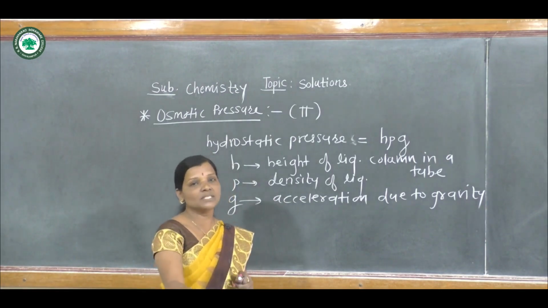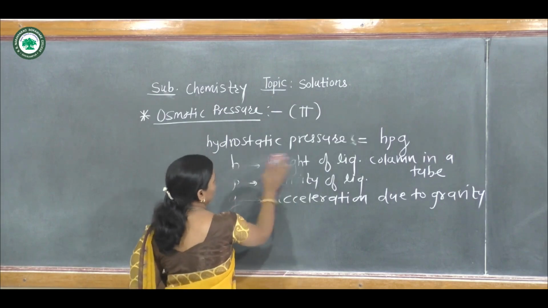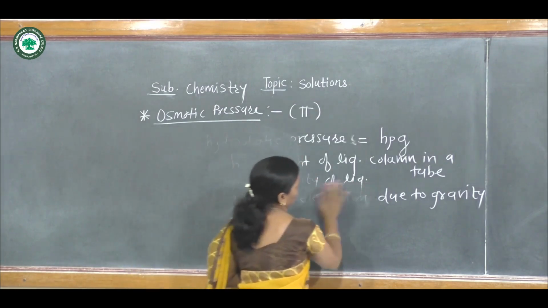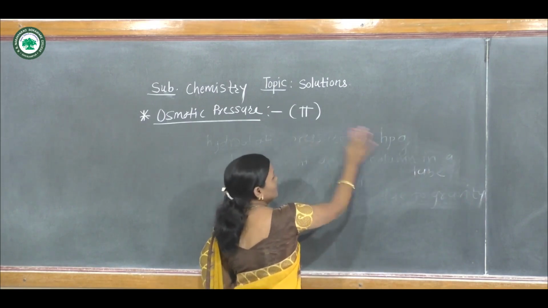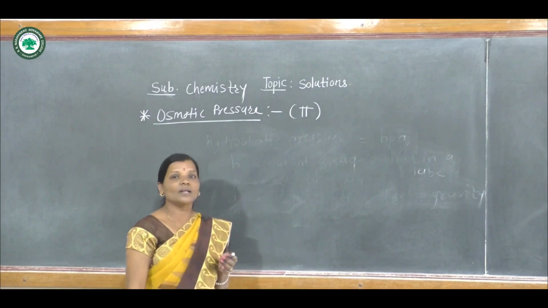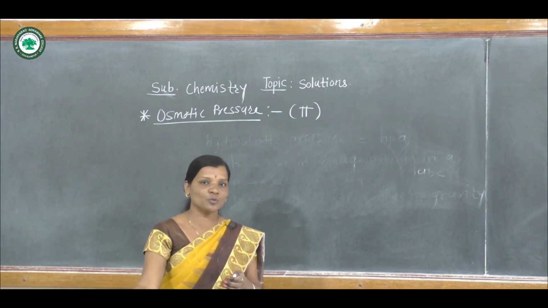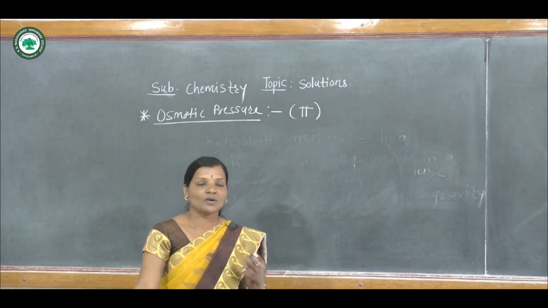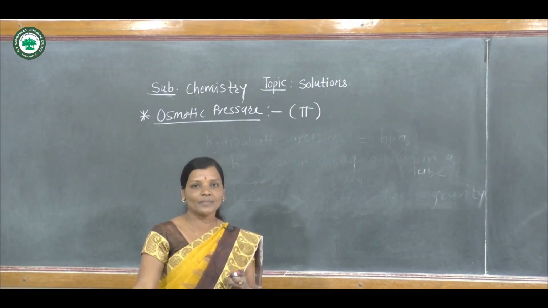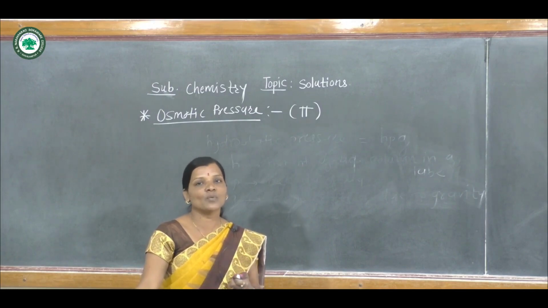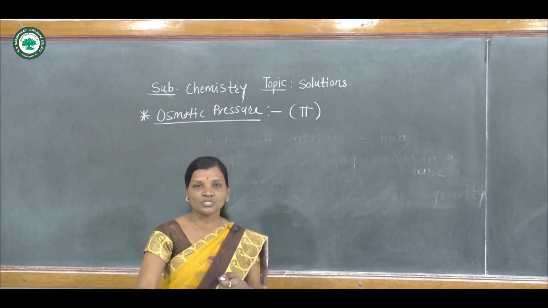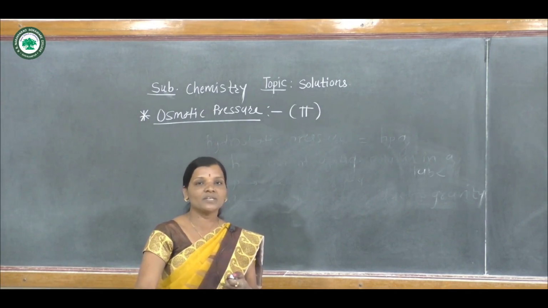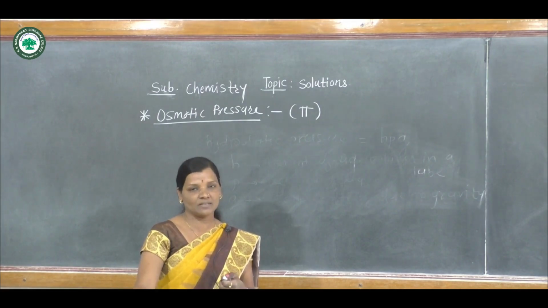And here we have to see the types of solutions depending upon this osmotic pressure. Consequently, we can say that osmotic pressure depends upon the number of solute particles present in the solution, because osmosis is the spontaneous flow of solvent through a semi-permeable membrane, from the lower concentrated solution to a higher concentrated solution. That means osmotic pressure depends upon the number of solute particles present in the solution.